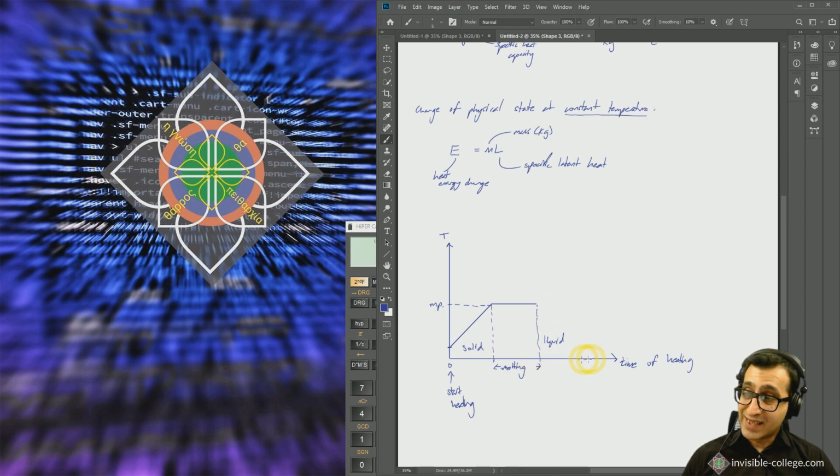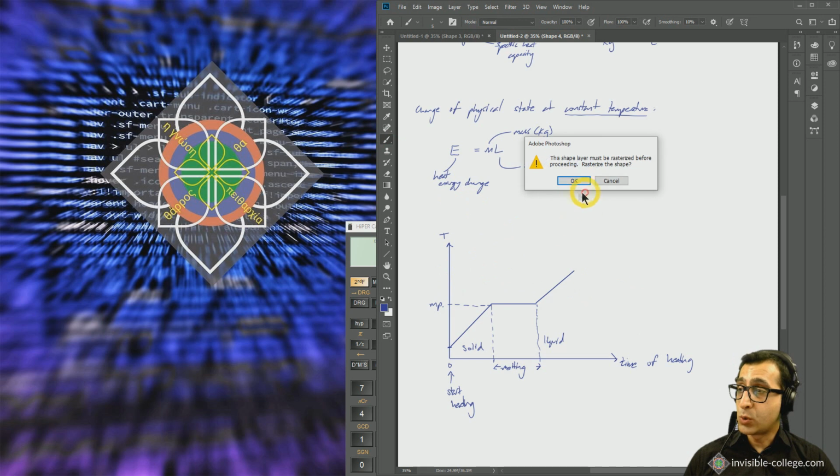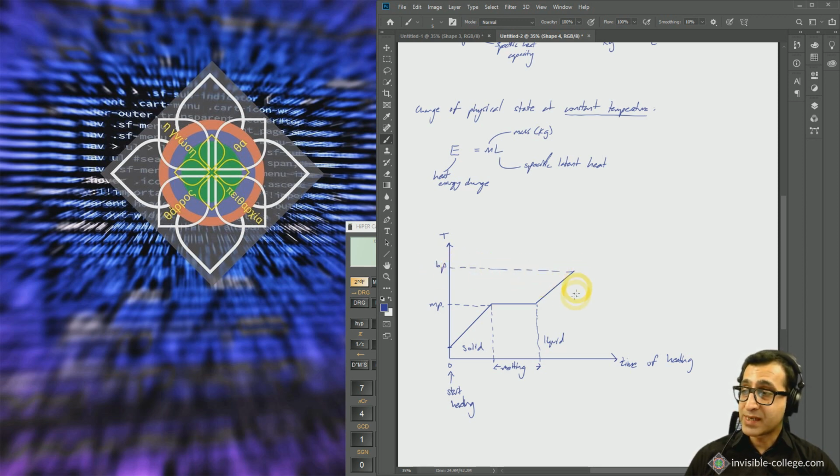Now, because we're continuing to heat, what will then happen is that the temperature of the liquid, again, will rise. So we are supplying heat energy to the liquid. The temperature continues to rise until eventually we hit another temperature, another temperature which is characteristic of that substance, which is called the boiling point temperature. So here we have the boiling point temperature.